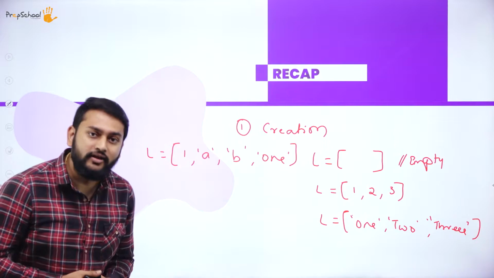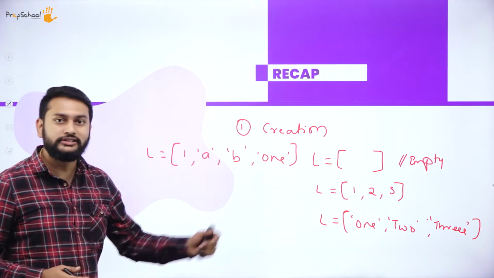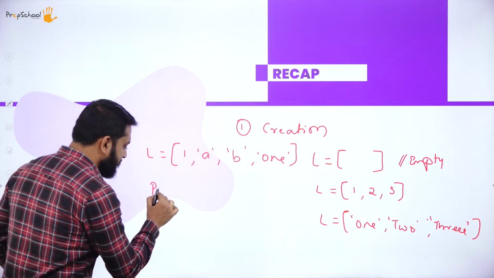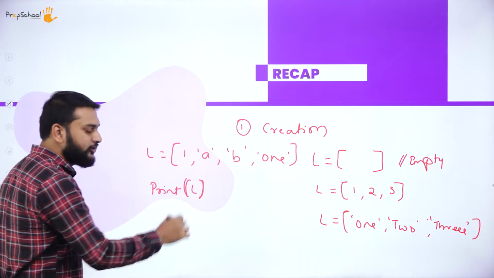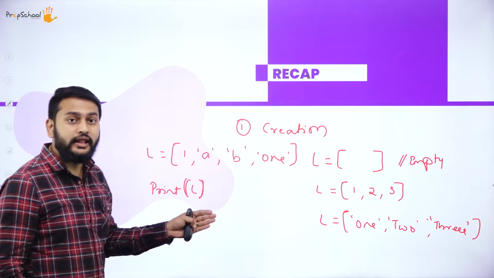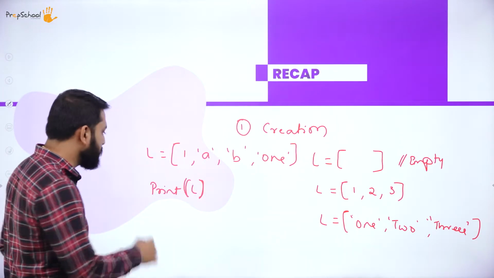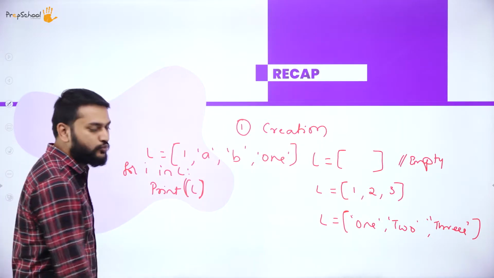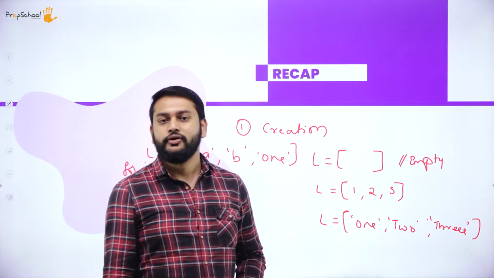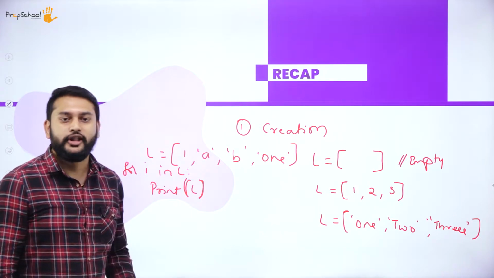Then how do I traverse or print all these things? I just have to use the print statement with L. Is it possible for me to print everything? Yes. Then how do I traverse this? I should use the for loop. This is what you need to remember. That is one of the important points that you should remember.